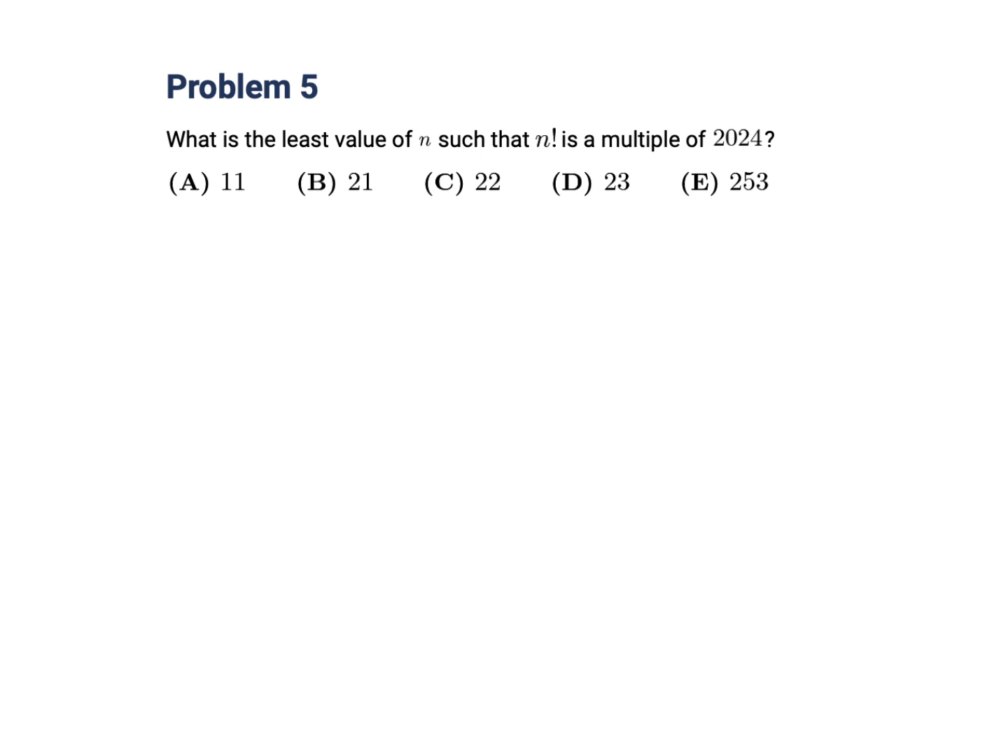What is the least value of n such that n factorial is a multiple of 2024? So n factorial is 2024 times some k. It's a multiple, right? So the first thing I think that will be helpful is to convert this 2024 into its prime factorization. So I believe it's 2 times 2 times 2 times 11 times 23. And then we get that k.